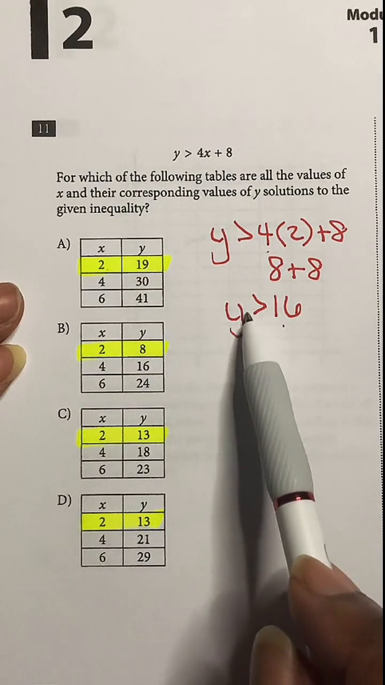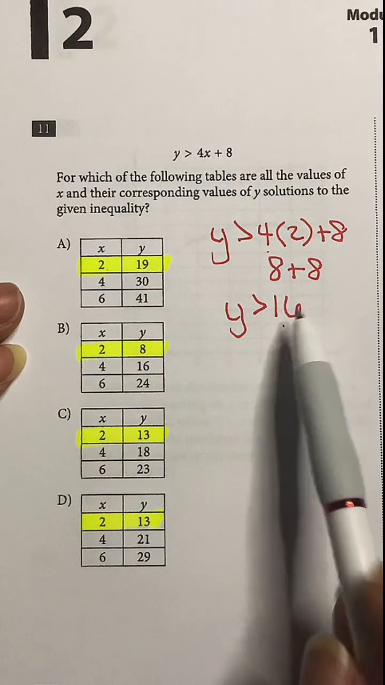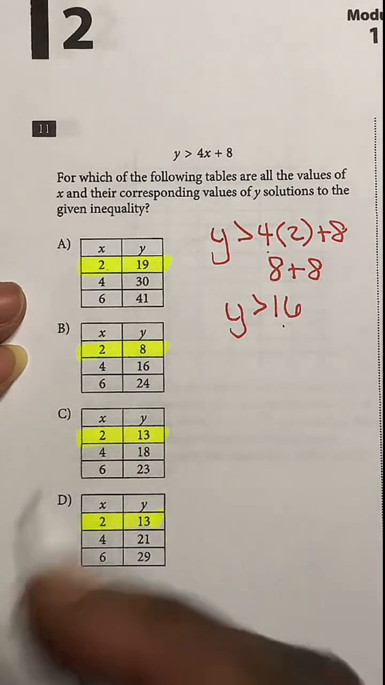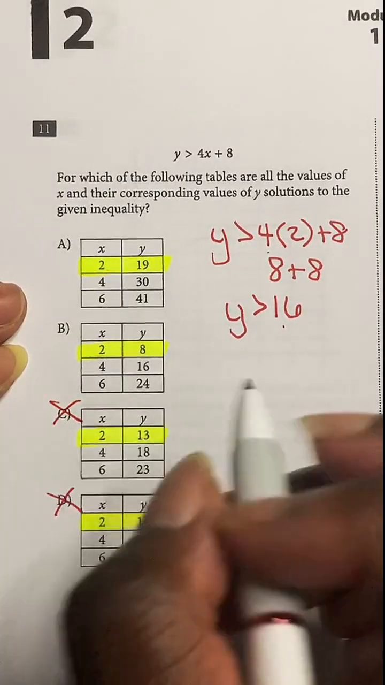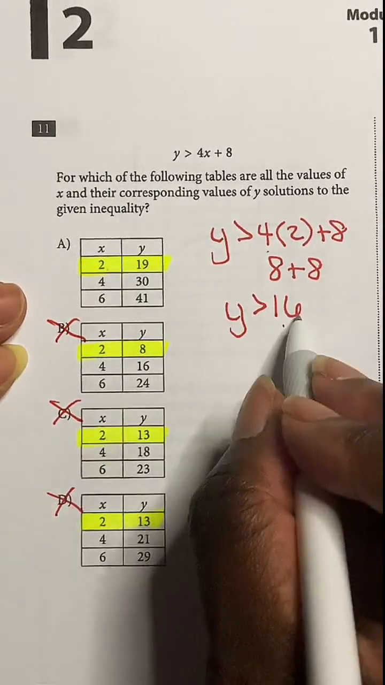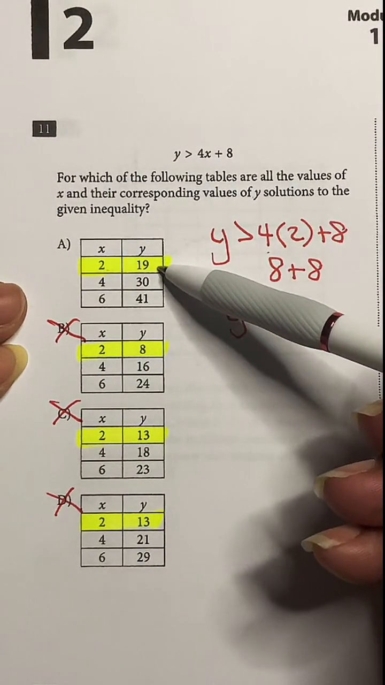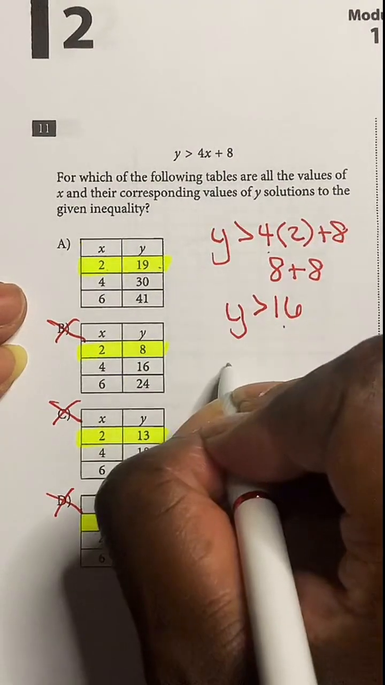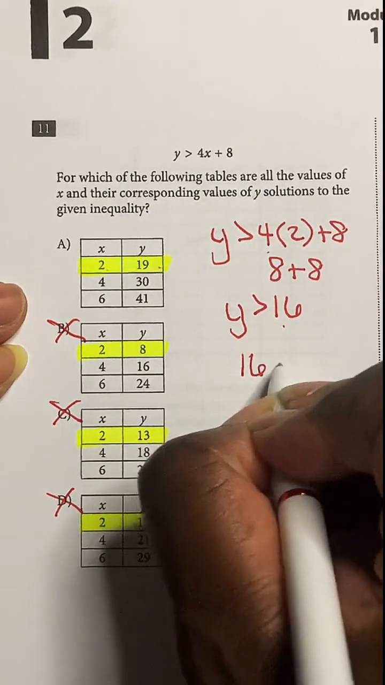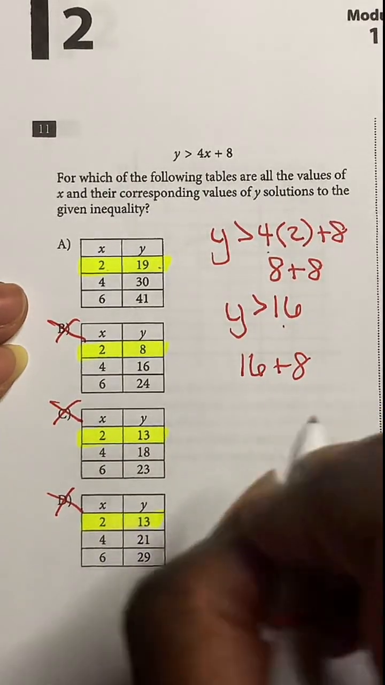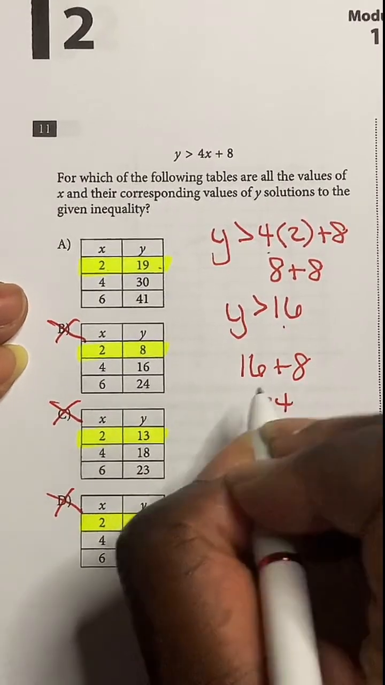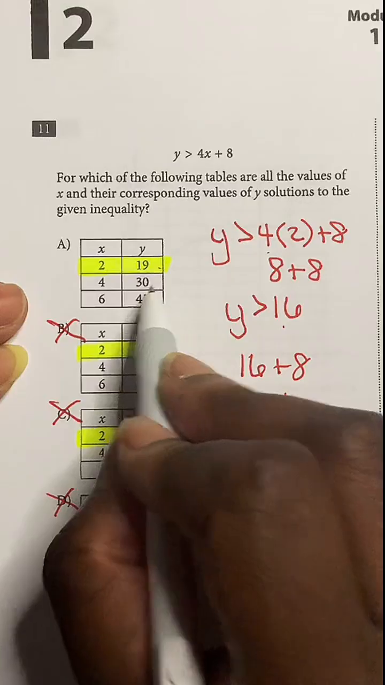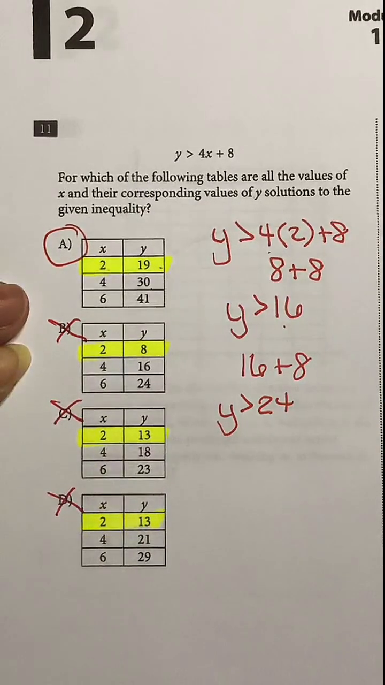All right, so we need something that's going to be larger than 16. 13 isn't greater than 16. That's being said twice, so those are eliminated. We know 8 is not larger than 16, but 19 is. 19 is bigger than 16. If you want to plug a 4 in, that means 4 times 4 gives me 16. And 16 plus 8 gives me 24. So I need something that's going to give me y is greater than 24. Boom, that's 30. This is definitely my answer, which is A.